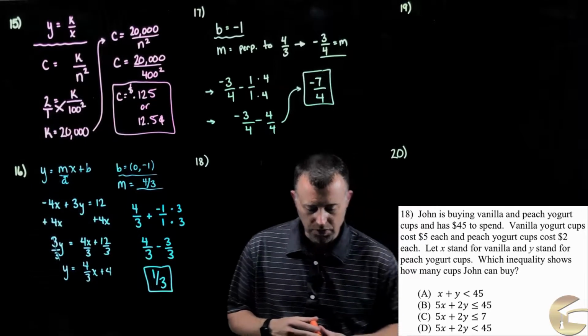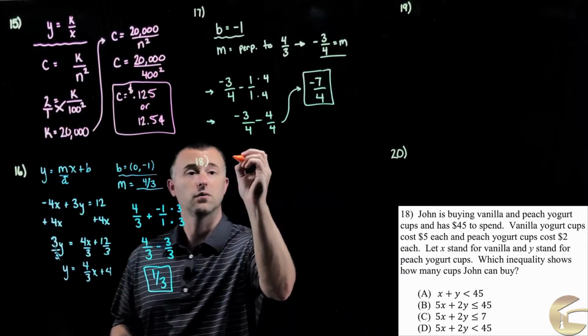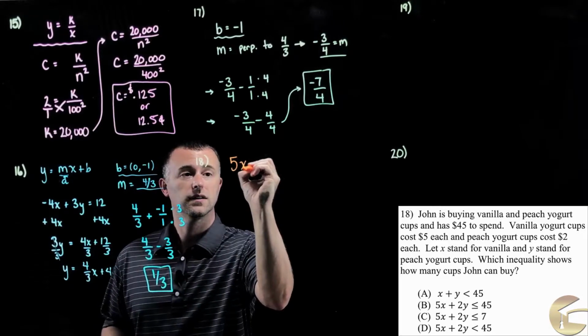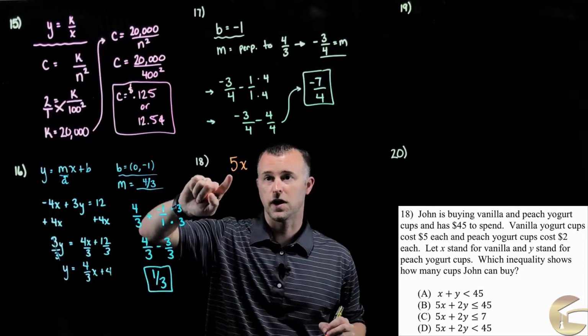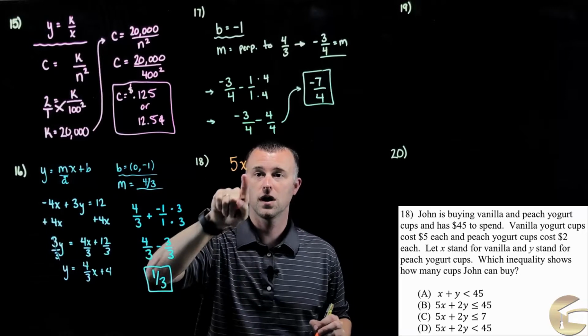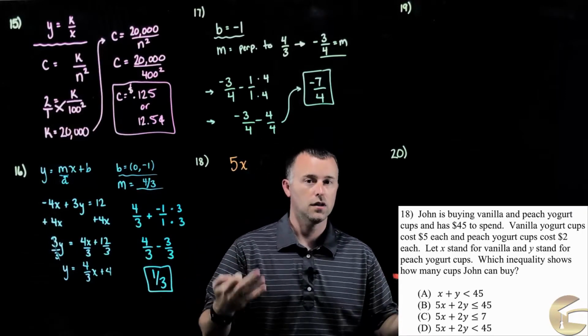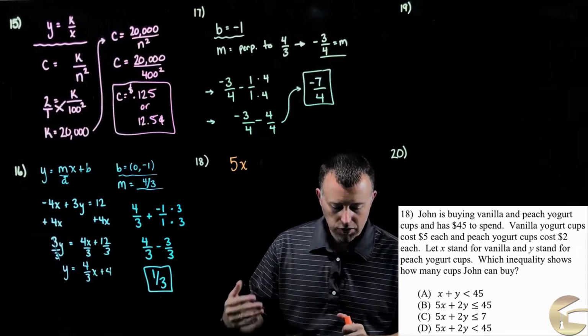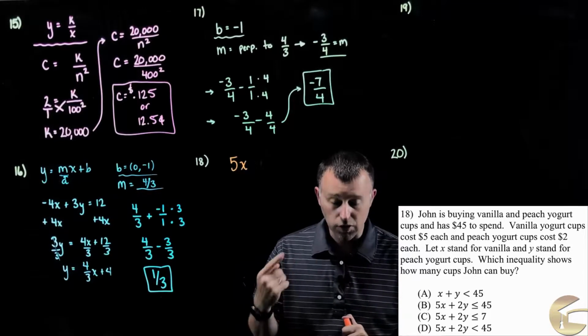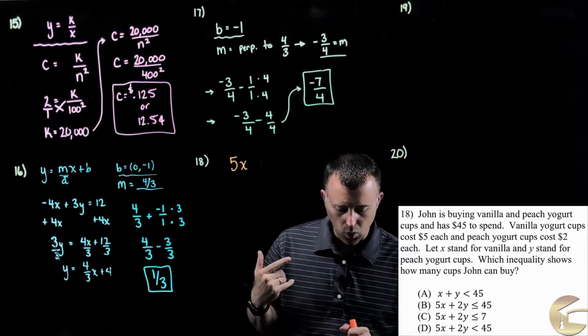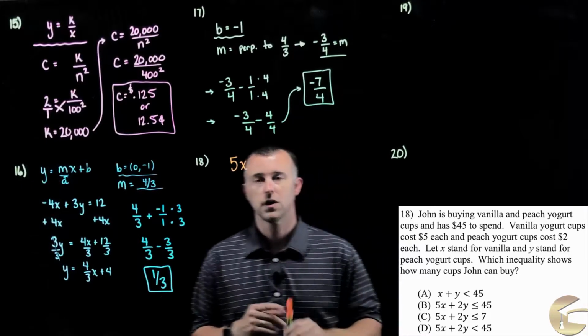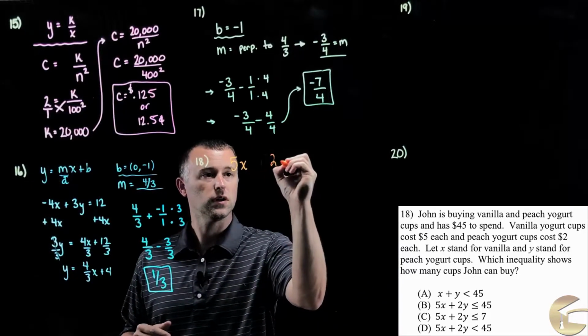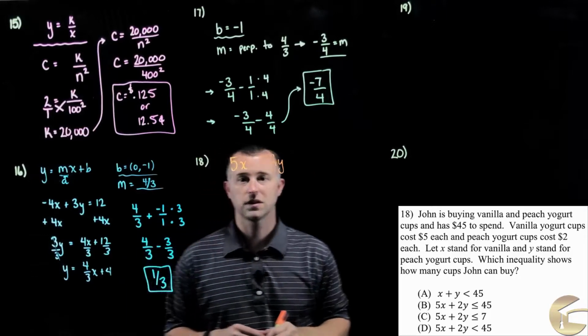Now the vanilla yogurt cups are $5 each. So I know my rate would be 5 times X, because it's $5 for each yogurt cup. The variable X represents the yogurt cups that we're looking at here, the vanilla ones. Now, the next one they say are the peach yogurt cups. They are $2 each. The variable Y stands for the peach yogurt cups. So 2 times Y is going to be my second rate.